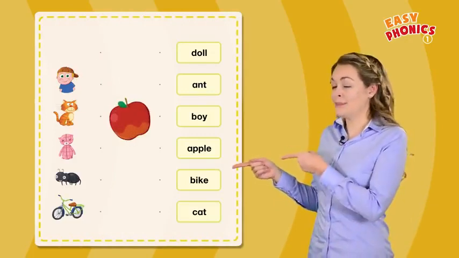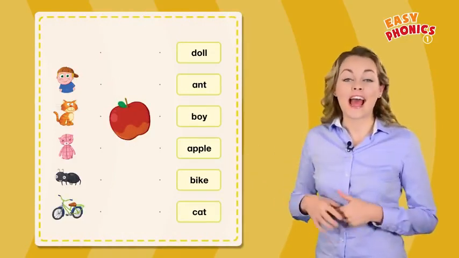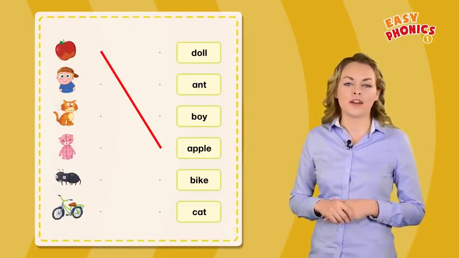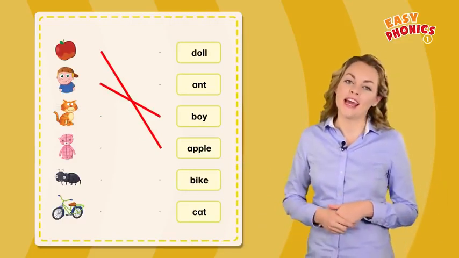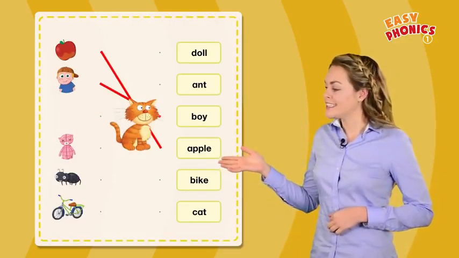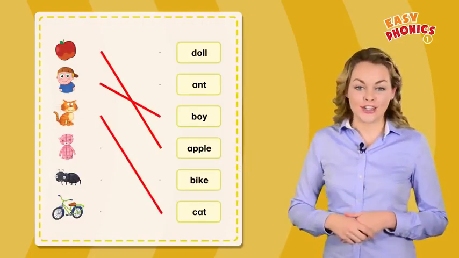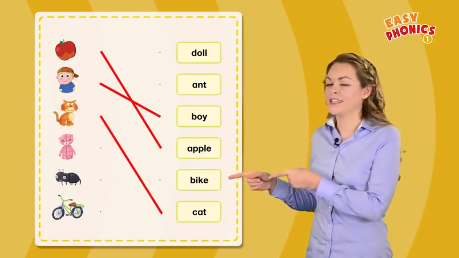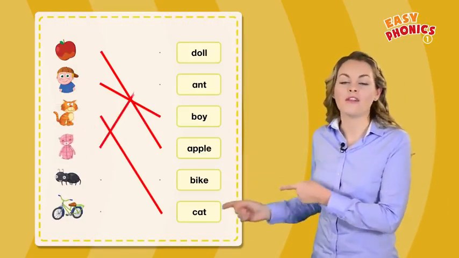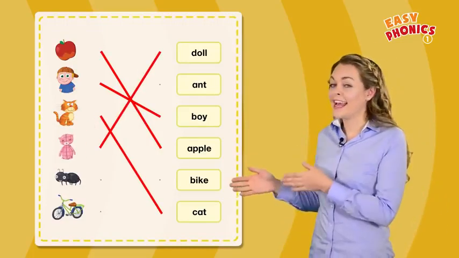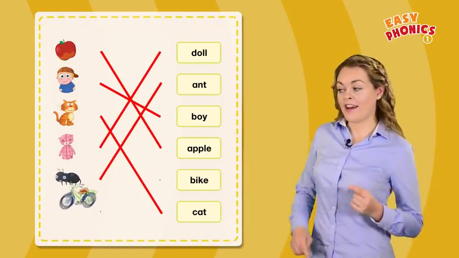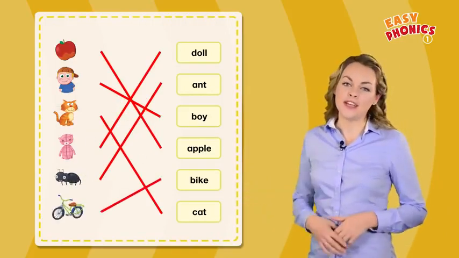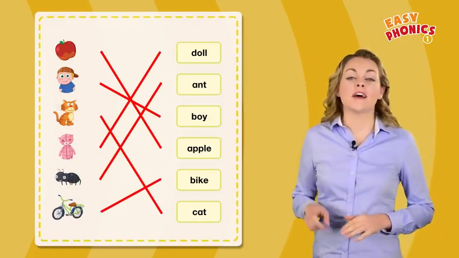Okay, now match the word with the picture. Do you remember what this picture is? That's right, it's an apple. Okay, what about the next one? What is this? Yes, it's a boy. Good, okay. Try the next one. It's a cat. Good. And what about the next one? It's a doll. Very good. Okay, and next is an ant. Good. And last we have a bike. Very good. Now see if you can read the words on the right.